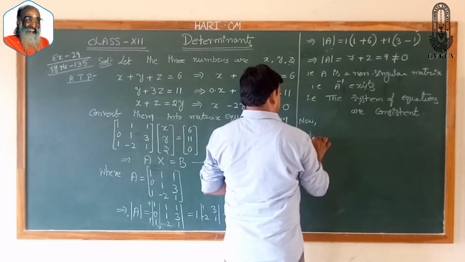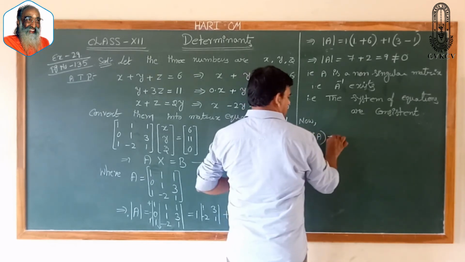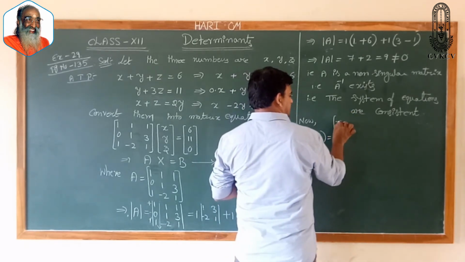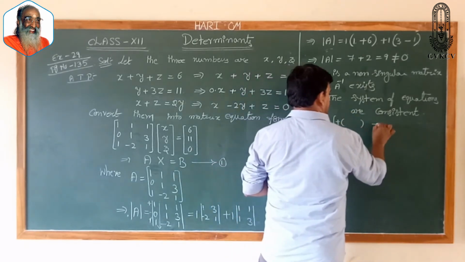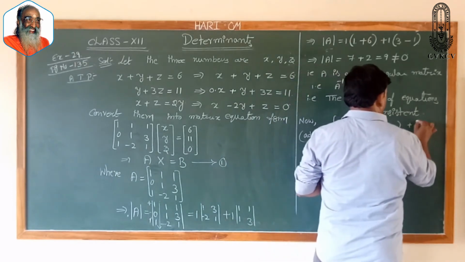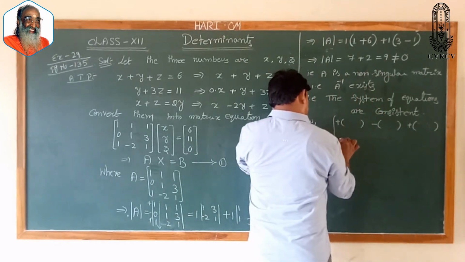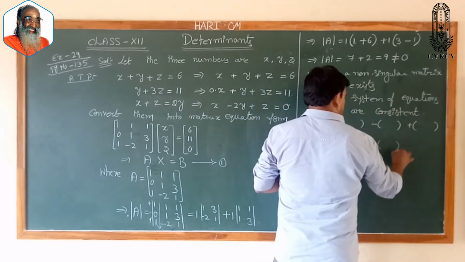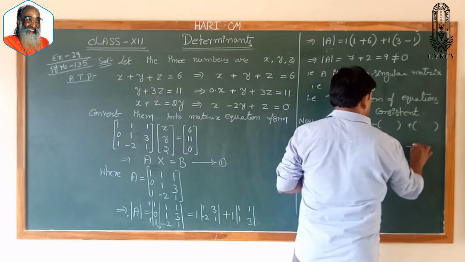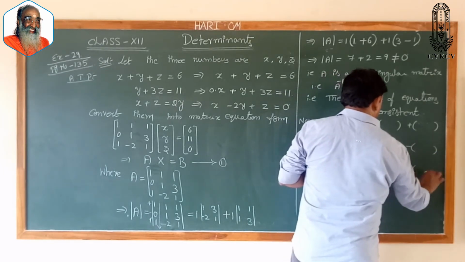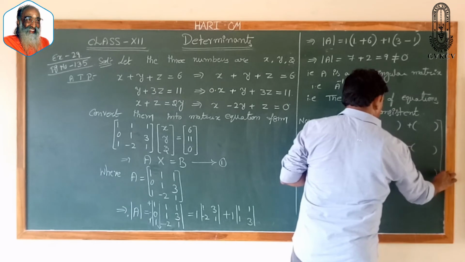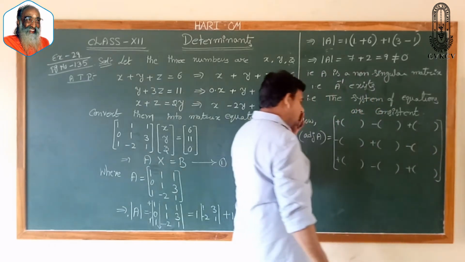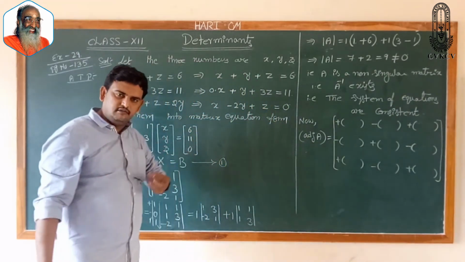Now I am finding the adjoint of A. As I told you, how to find the adjoint of A? First, we take the sign pattern plus, minus, plus, minus, plus, minus, plus, minus, plus, with empty brackets. Now, we find the values. How to find the values?